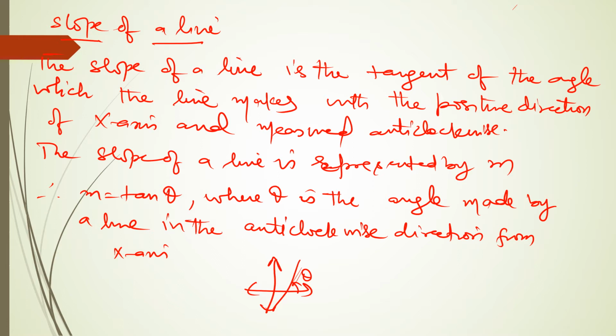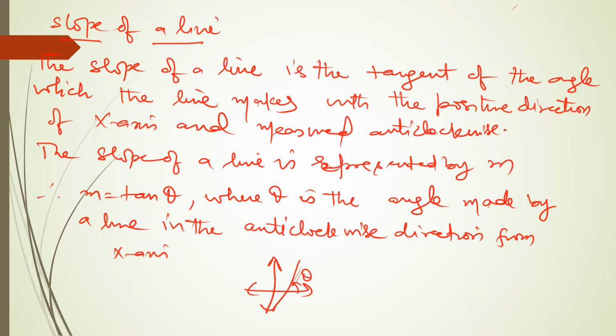So by this diagram we can understand the meaning of slope of a line again: it is the tangent of the angle which the line makes with the positive direction of x-axis and measured anti-clockwise. And we denote the slope of a line by m equal to tan theta. So here m equal to tan theta is called the slope of a line.